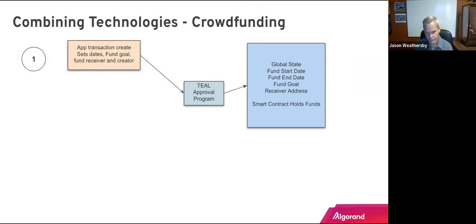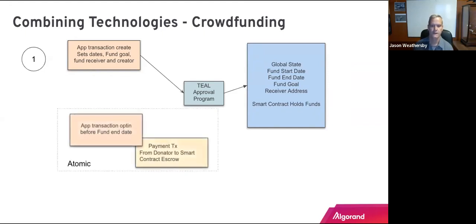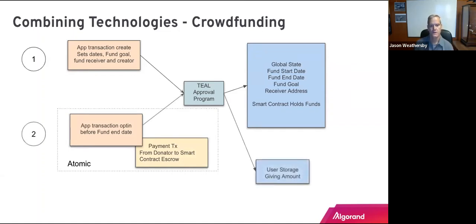So once the smart contract's created, any number of people can come in and make a donation. And they do this by creating two transactions. One is a transaction call to the smart contract saying you want to donate. And the second is a payment transaction from the donator to the smart contract. It says, this is the money I'm donating. It's going to be any amount. So what will happen is, these are grouped atomically.